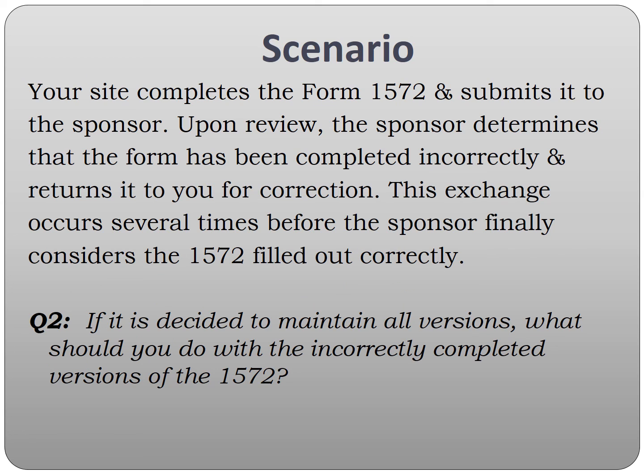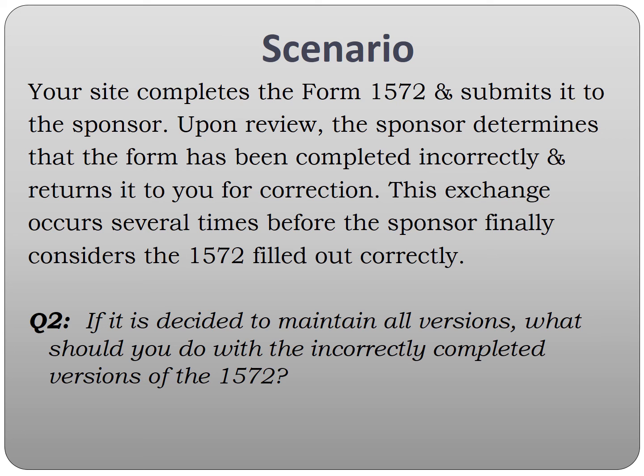So then if you decide to maintain all the versions, what should you do with the incorrectly completed versions of the 1572? This could create some confusion when people come in and look at your regulatory files. Typically you only have one version of 1572 completed at the start of the study. So now you've got 4 or 5 copies in there. It's going to be a little confusing.